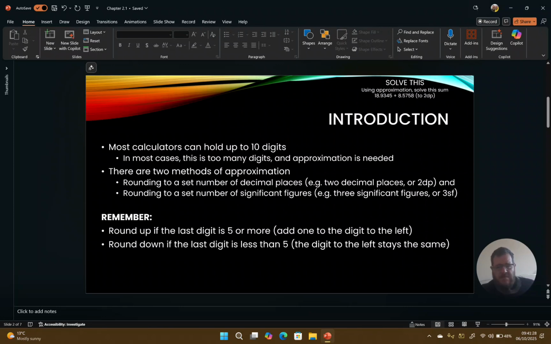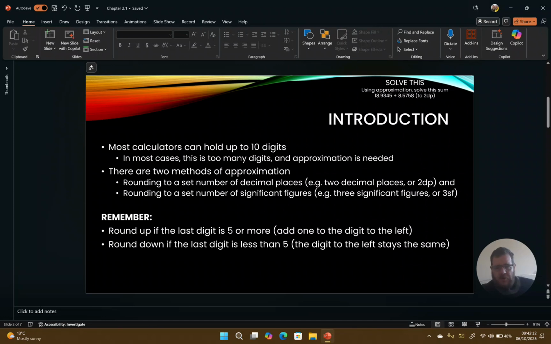Now, there are two different methods of approximation: rounding to a set of decimal places, that's anything that follows a decimal point, or rounding to a set of significant figures. So if it's anything more than 1, any number greater than 1, they would count as significant figures, but end digits don't, particularly not if they're 0, and I'll get to more of that in a bit.